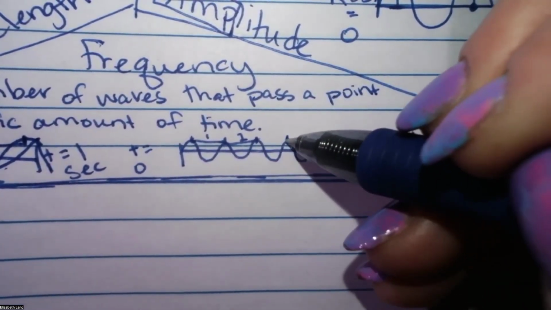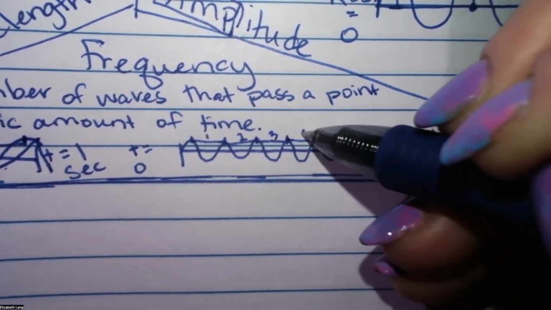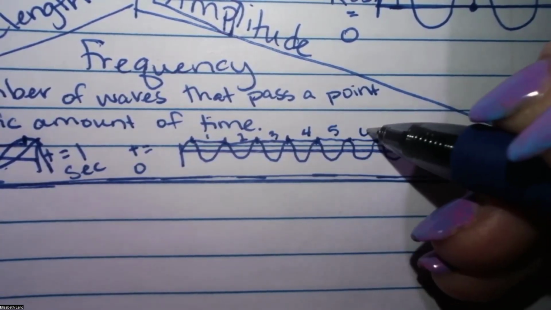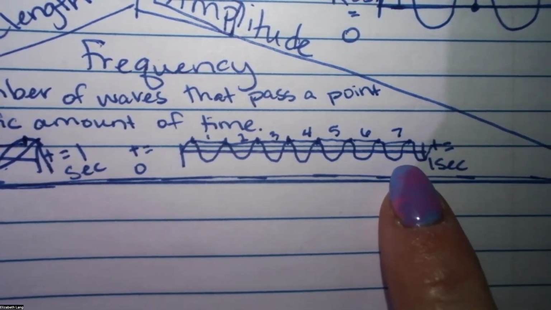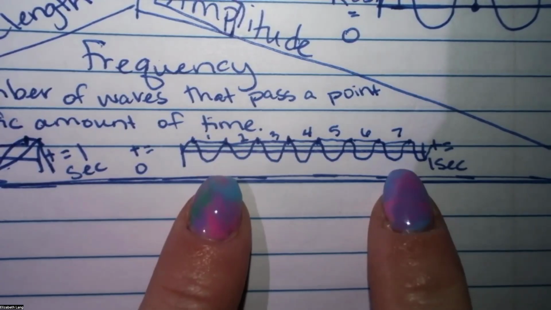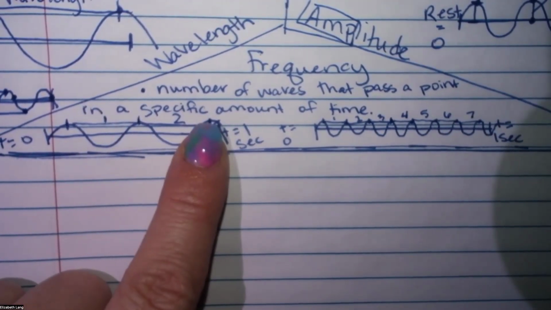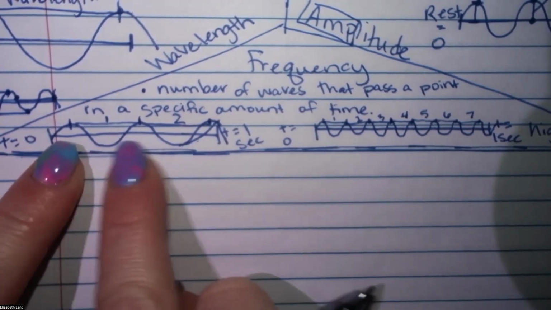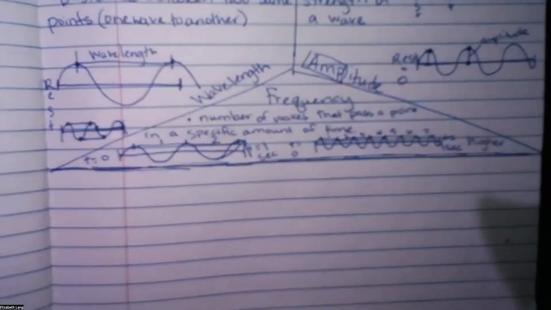We have crest to crest. This is a wavelength, 3. Crest to crest, wavelength 4. Crest to crest, wavelength 5. Crest to crest, wavelength 6. Crest to crest, wavelength 7. Okay, so there are 7 waves here, while there are only 2 waves here. So this frequency, this is a higher frequency. This is a lower frequency.